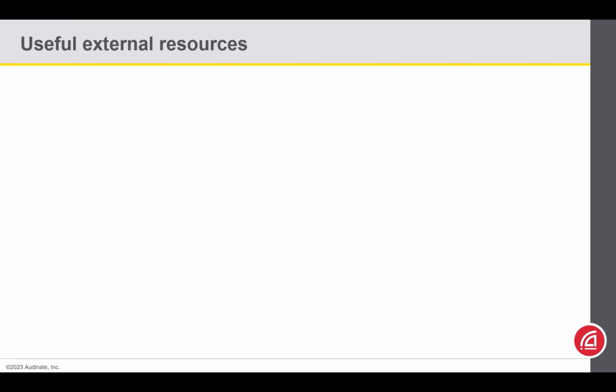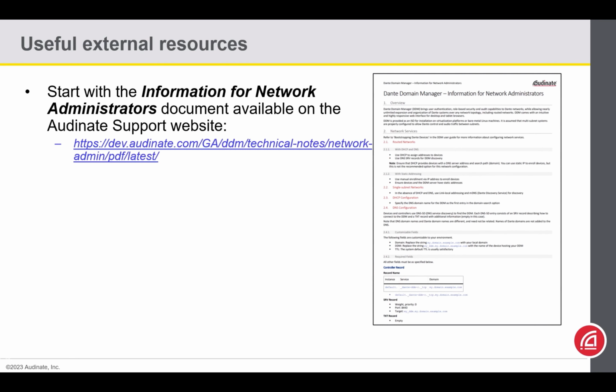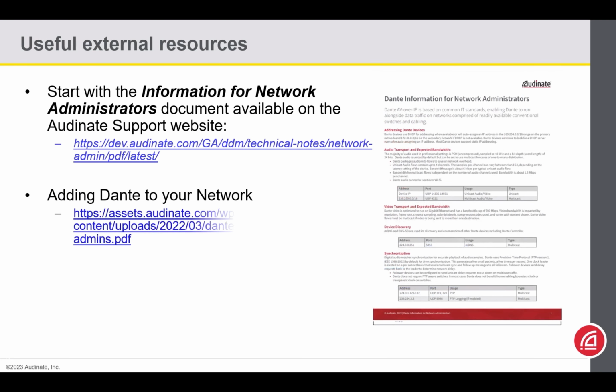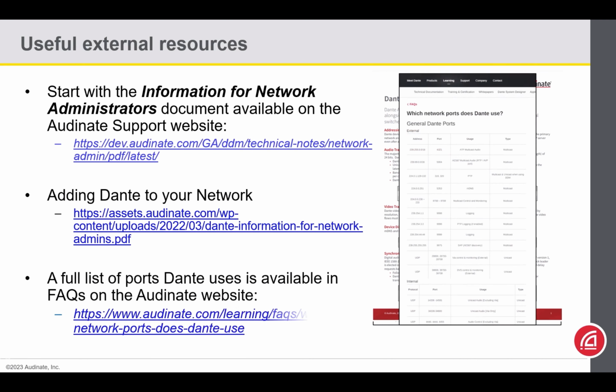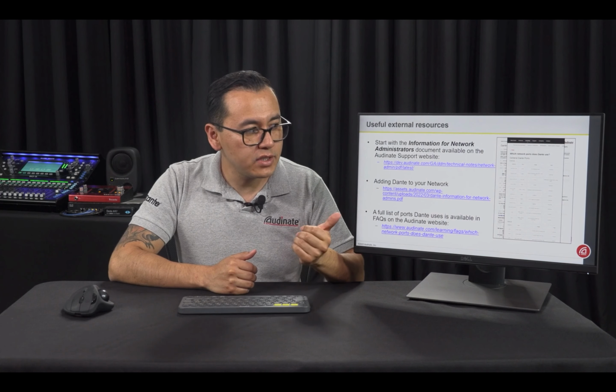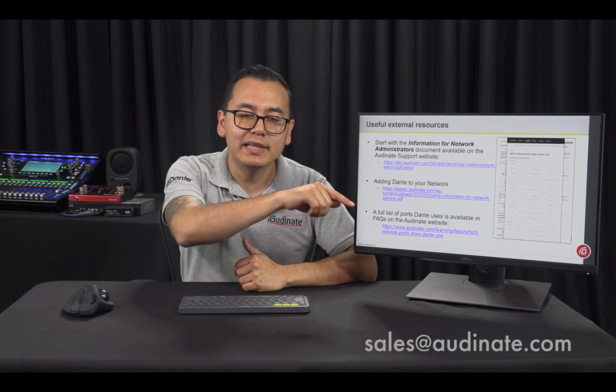Some of the most common questions that people ask us are about documentation. But don't worry, we've got you covered. We have great information and guides targeting network administrators and on adding Dante to an existing network. Want to know what ports you will need to use for Dante? There's a document for that as well. These documents can be found on our website. Or as always, feel free to reach out to our solution sales team at sales@audinate.com.